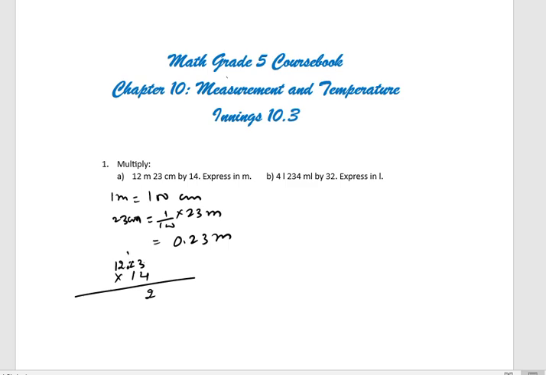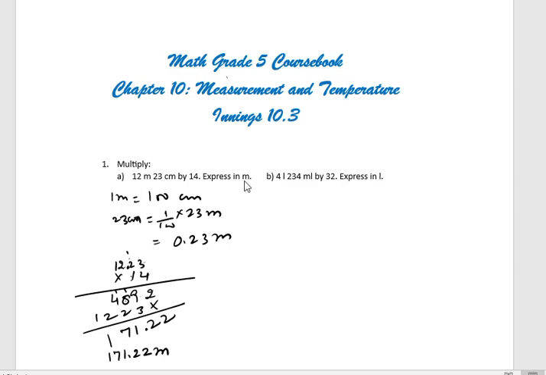So 2 carry 1, 4 2s are 8 plus 1 is 9, 4 2s are 8 and 4 1s are 4. Put a cross symbol here. Then 1 3s are 3, 1 2s are 2, 1 2s are 2 and 1 1s are 1. So 2, 9 plus 3 is 12, carry 1. 8 plus 1 is 9, 9 plus 2 is 11, carry 1. 4 plus 1 is 5, 5 plus 2 is 7 and 1. And there are two places after the decimal, so it will become 171.22 meters. I hope it is clear.